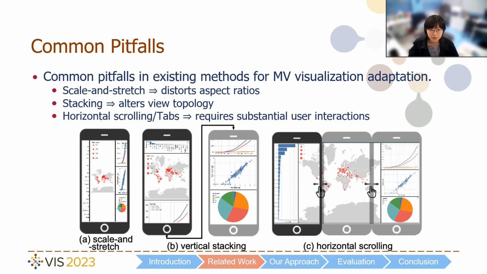Next is the vertical stacking approach. Although it can be effective in certain scenarios, it has the potential to alter the view topology, and this can disrupt the intended flow and hierarchy of the visualizations. Lastly, methods like horizontal scrolling or using tabs might seem user-friendly at first. However, they demand substantial user interactions, which can be cumbersome and distracting for the overall user experience.